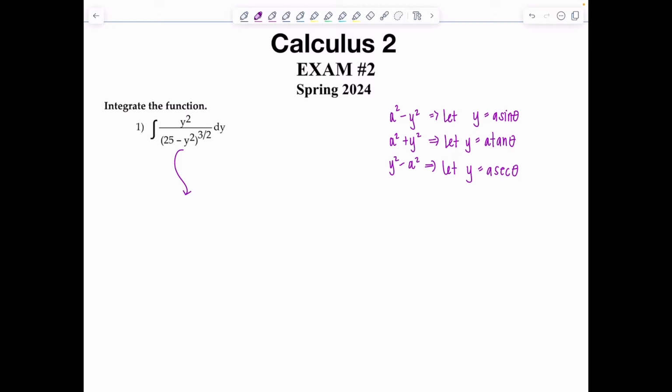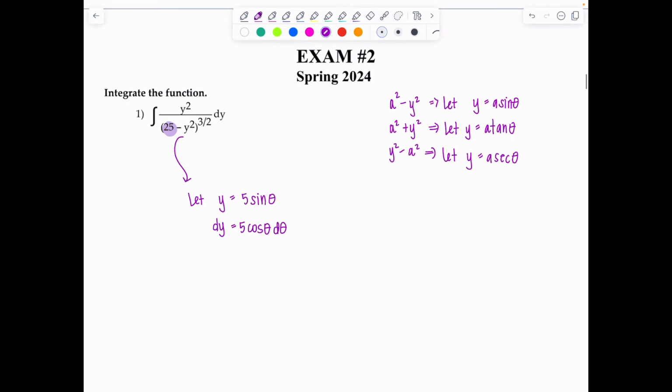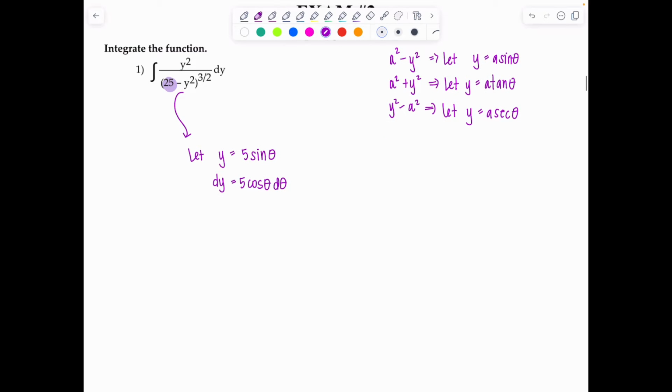So I'm going to go ahead and let y equal. Now notice right here I have 25. 25 is a squared. That means a is 5. So I'm going to let y equal 5 sine theta. And then I need to differentiate both sides here. So dy would be 5 cosine theta d theta. All right. Now I'm going to substitute everything back into the integral. So I have an integral in terms of theta, not y anymore.